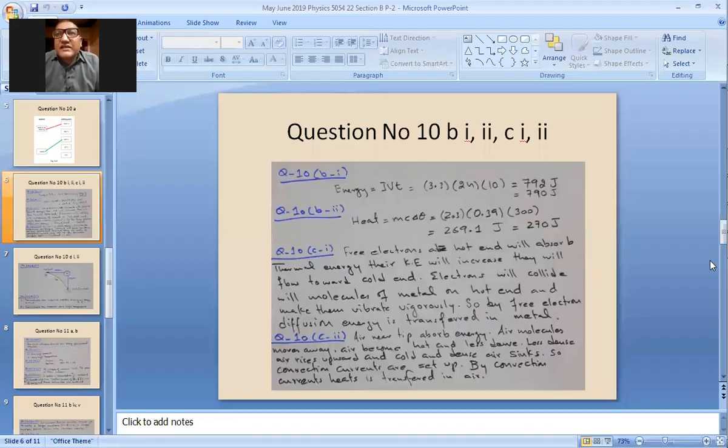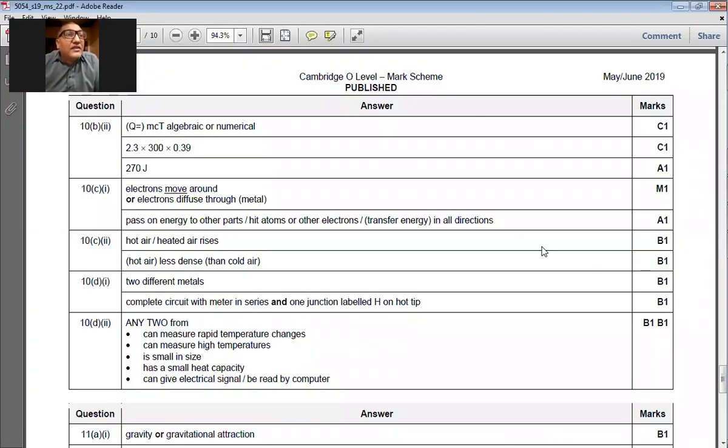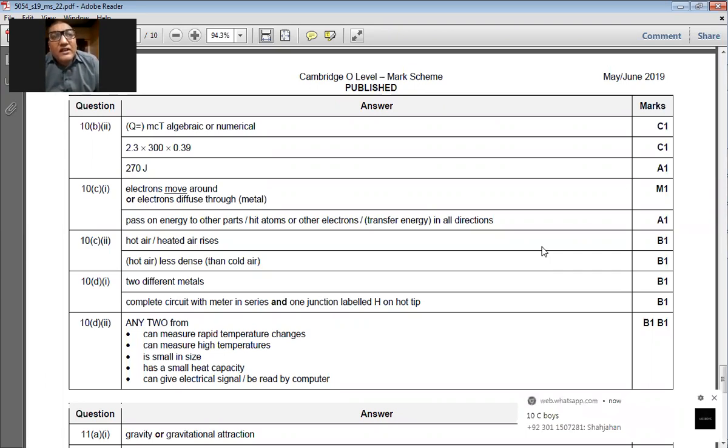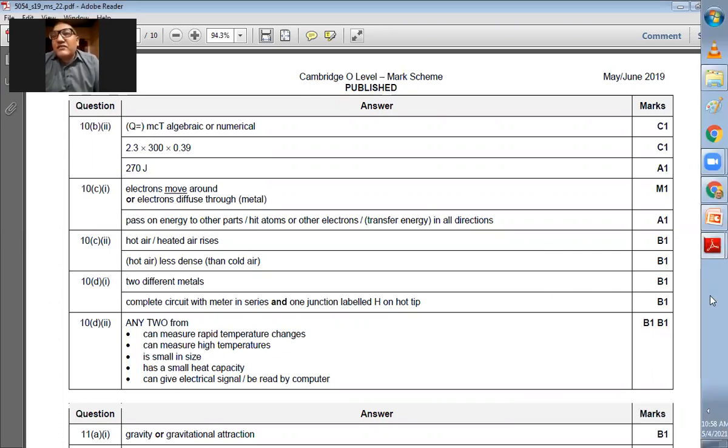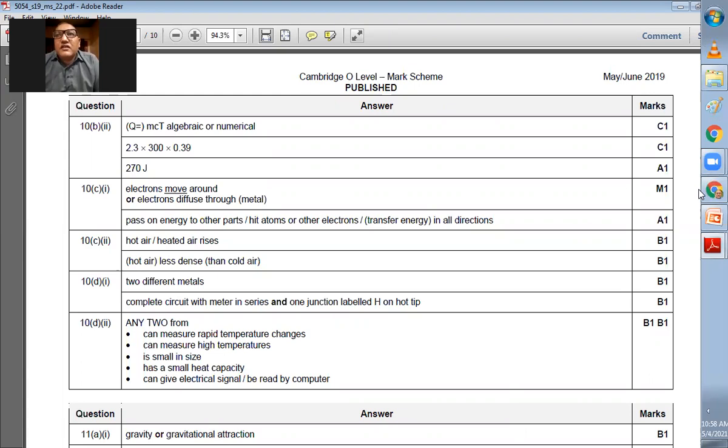Let's check the marking scheme, what the wording the marking scheme is saying. It says hot air, heated air rises. Hot air less dense than cold air. So you have to build your answer around these 2 points. Okay, so let's move to the next part and see what happens.